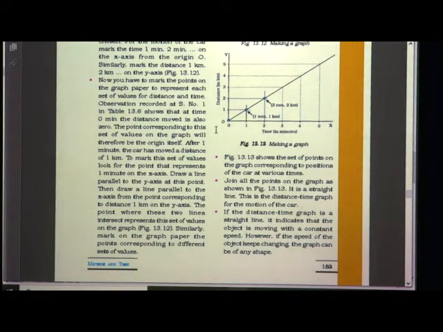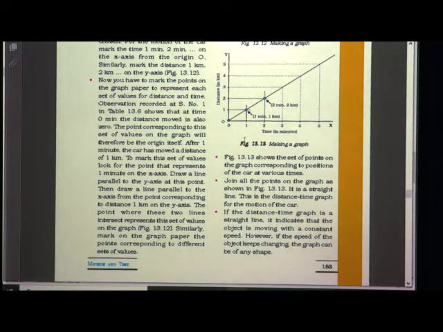So when we join these points of distance and time, if it comes as a straight line, it indicates that the object is moving with a constant speed. We know whenever there is a constant speed, it is called uniform motion. However, if the speed of the object keeps changing, the graph can be any shape. Here in this graph you can see the car is moving with a constant speed, or uniform motion.